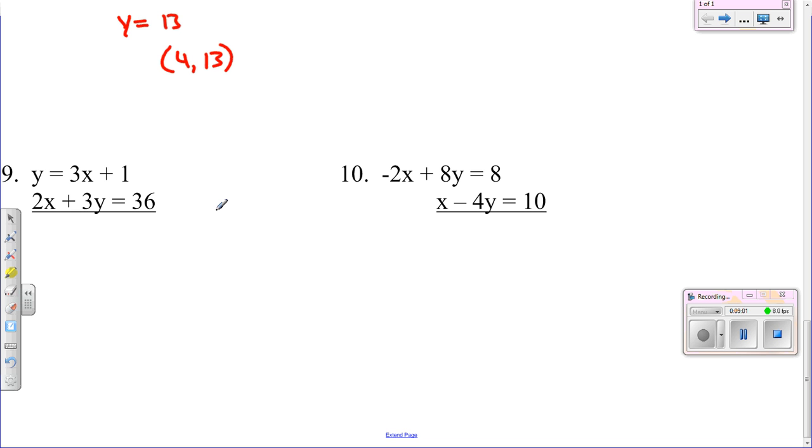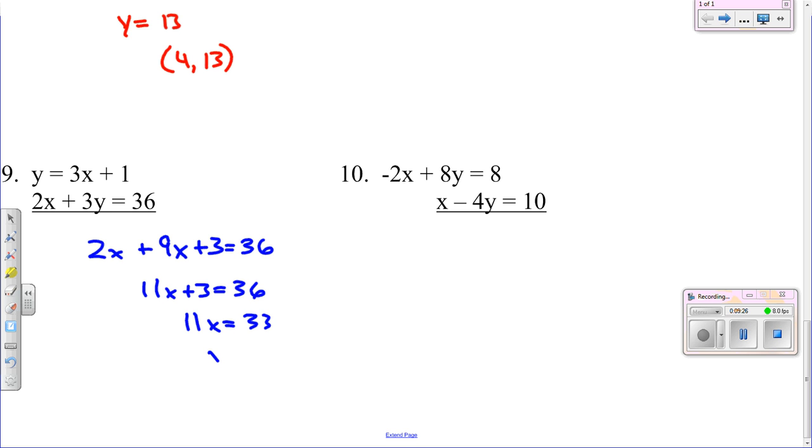Number 9. We have y equals 3x plus 1. Substitute that in here. 2x plus 3 times 3x is 9x plus 3 equals 36. Gives you 11x plus 3 equals 36. Subtract 3. 11x equals 33. X equals 3. Plug the 3 in up here. 3 times 3 is 9, plus 1 is 10. So you get y equals 10. 3, 10 is your solution.